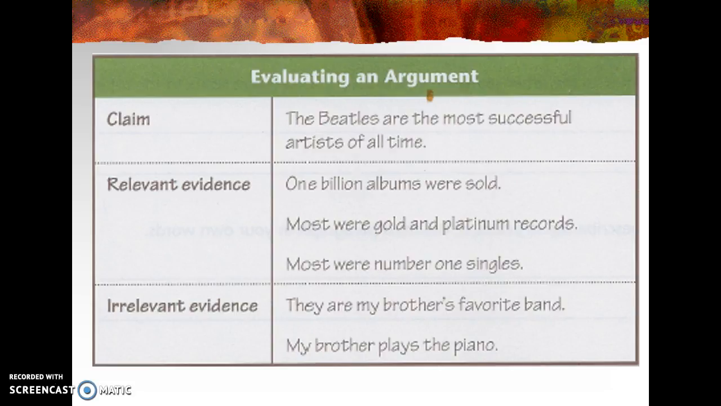So, let's evaluate the argument. Here's the claim. The Beatles are the most successful artists of all time. Some relevant evidence or essential information: 1 billion albums were sold. Most were gold and platinum records. Most were #1 singles. Some irrelevant or non-essential information in the argument: They are my brother's favorite band. My brother plays the piano.